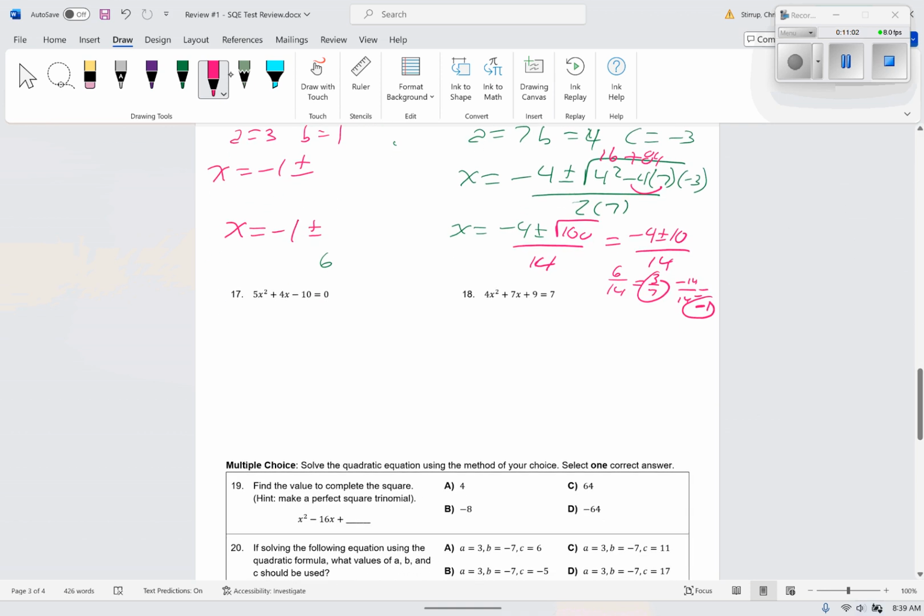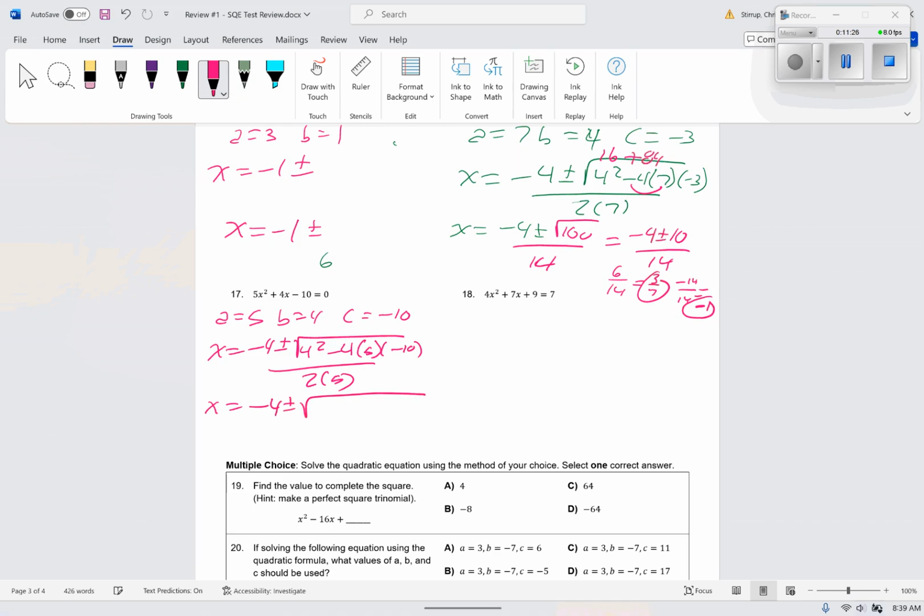Again, ask me if you have questions about this stuff, okay? Number 17, my A value is 5, my B value is 4, my C value is -10. So x is equal to -b plus or minus the square root, b squared minus 4ac, all divided by 2a. Do the math. So I get -4 plus or minus 4 squared is 16.